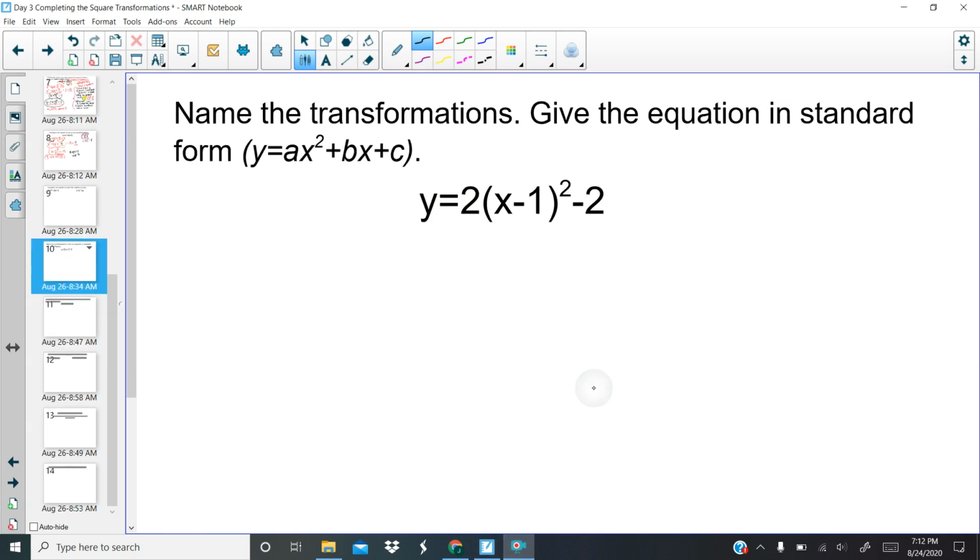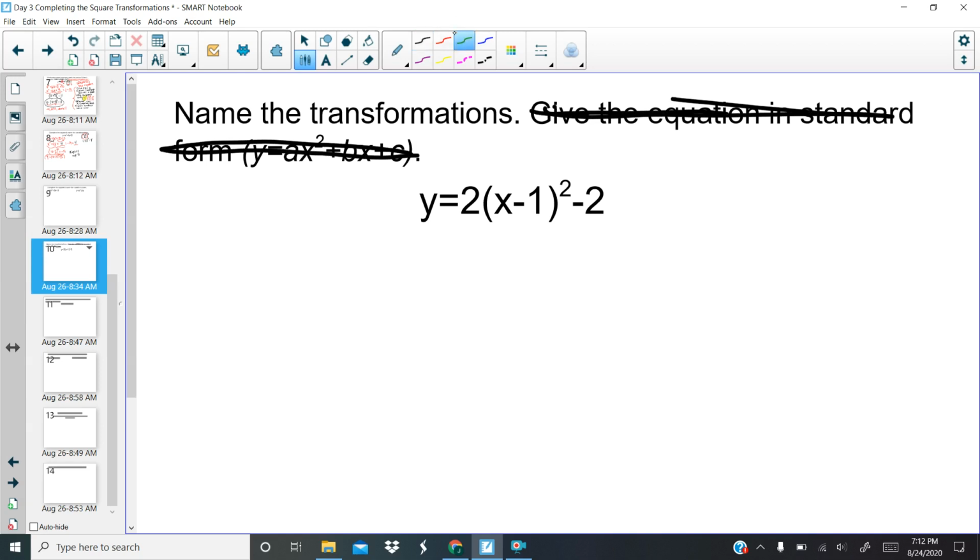So then whenever you see something like this, as of right now, it's not super complicated, but whenever you have to complete the square with it in this form, it gets a little more complicated. So I'm not going to worry about writing it in standard form. Ignore that part. We're just going to name the transformations.